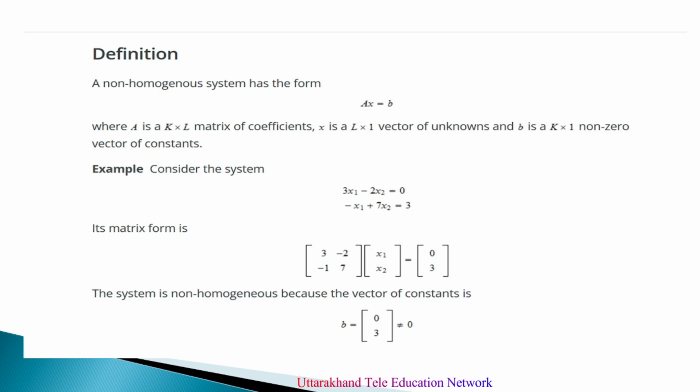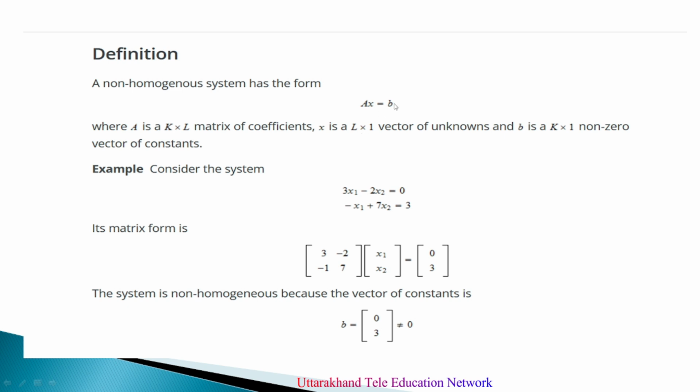First, come to the definition. A non-homogeneous system has a form Ax = B, where B is not 0. Had it been 0, it would have become a homogeneous equation. A is a K cross L matrix and X is L cross 1. The order is important here: K cross L and L cross 1. So finally L is going to match with L, and it becomes K cross 1 for the B.